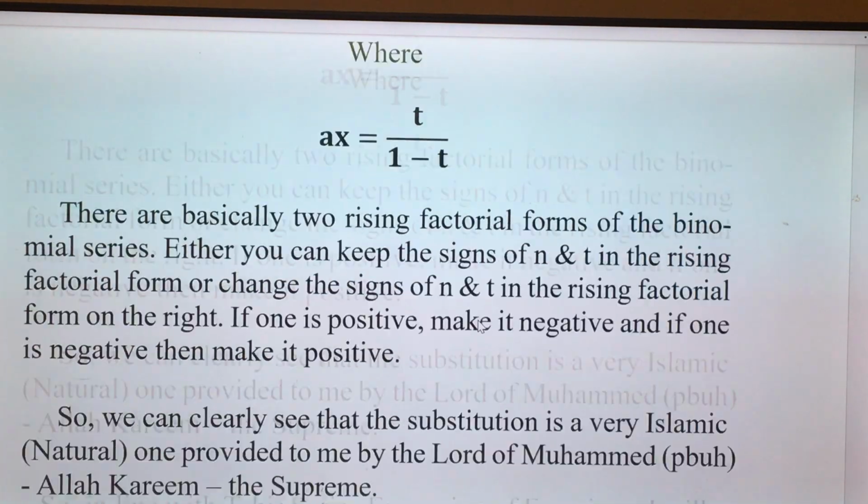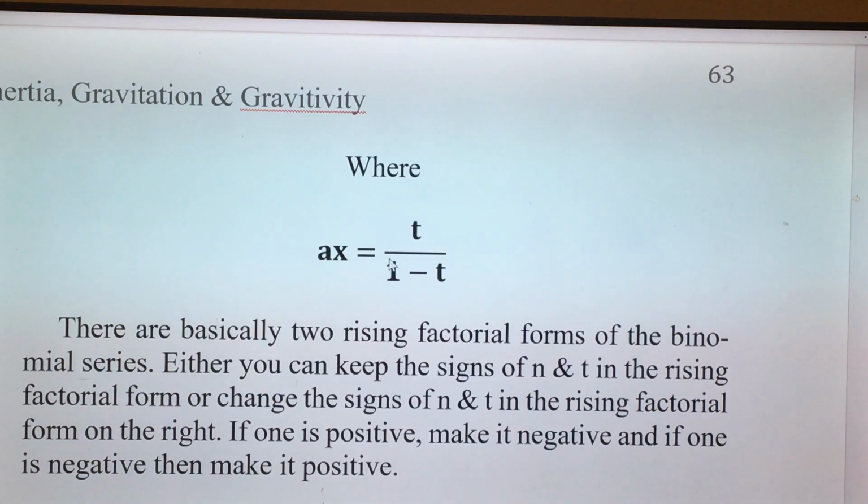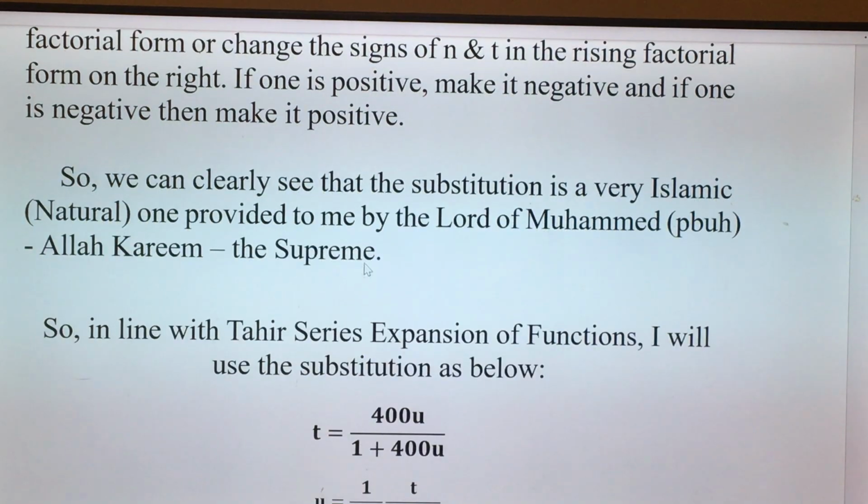Okay guys, so where ax is equal to t over 1 minus t, there are basically two rising factorial forms of the binomial series. Either you can keep the signs of n and t in the rising factorial form or change the signs of n and t in the rising factorial form on the right. If one is positive, make it negative, and if one is negative, then make it positive. This is also very important. Otherwise you cannot solve the integrals if you don't understand this. It's all mathematics. So we can clearly see that the substitution is a very natural one.